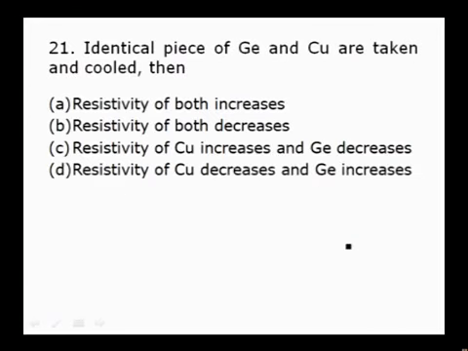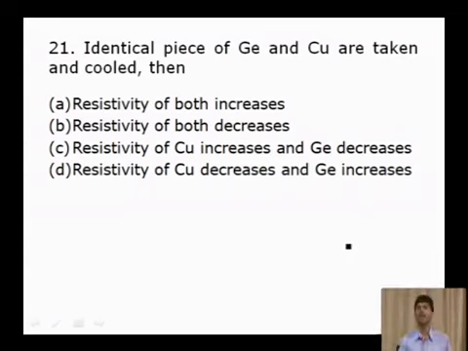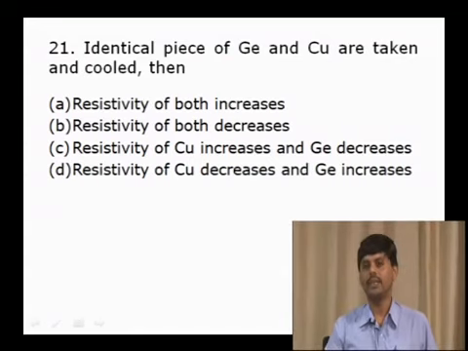Question number 21. Identical pieces of germanium and copper are taken and cooled. Option A, resistivity of both increases. B, resistivity of both decreases. C, resistivity of copper increases and germanium decreases. D, resistivity of copper decreases and germanium increases. First we know the basic concept.